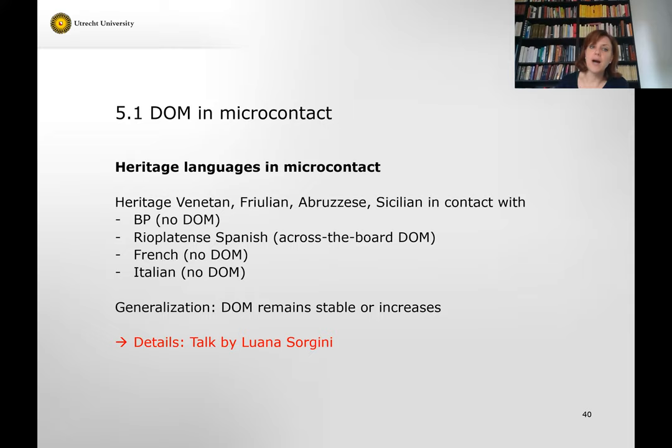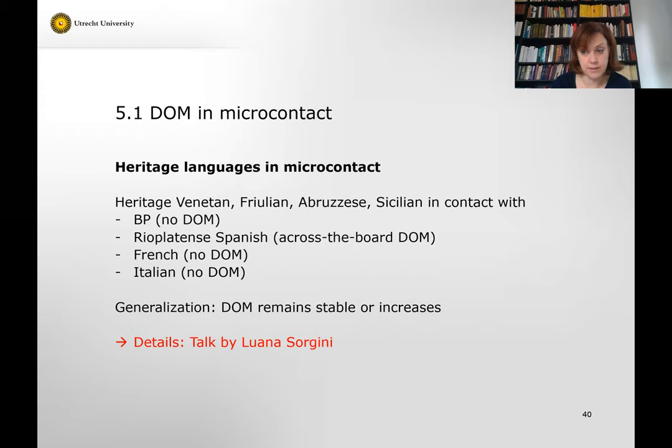In particular, what we found in heritage Veneto, Friulian, Abruzzese, and Sicilian, in contact with languages that do not have object marking, like Brazilian Portuguese, or languages that have extensive differential object marking, much more than the rest of Romance, like Rio Platense Spanish, etc. The generalization in all cases and in contact with all these languages, including Brazilian Portuguese and French and Italian, is that differential object marking remains stable or increases. The details and all the data and all the experiments, you can hear them in the talk by Luana Sorgini, again in this conference.